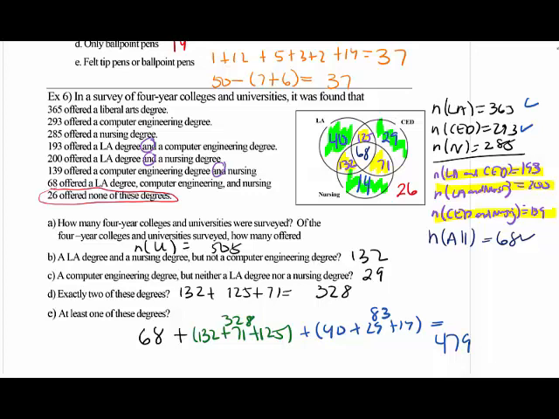At least one would mean everything in the circles. So the other way to do it, just so you know, just again so you can realize it, we could have taken 505, which we found in A, and subtracted the 26, and that's where the 479 will come from as well. More than one way to do it once you have the diagram.